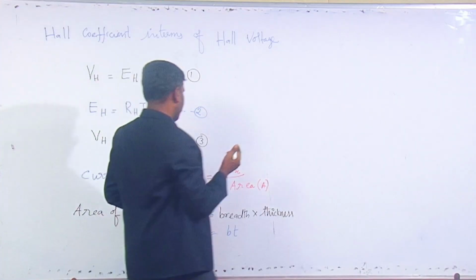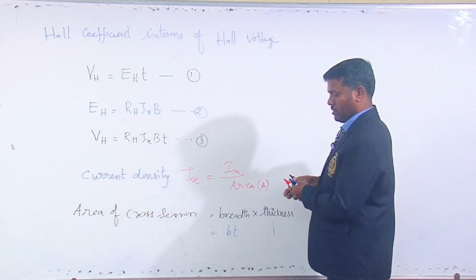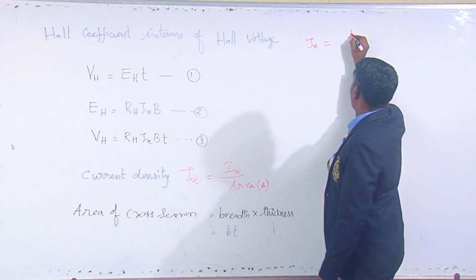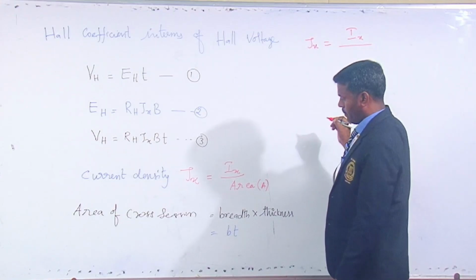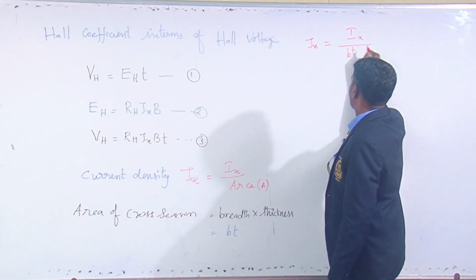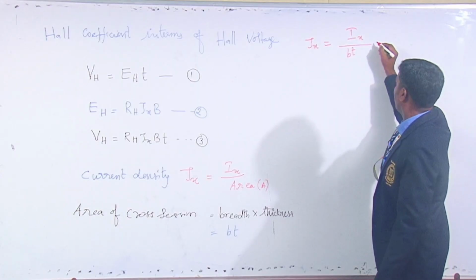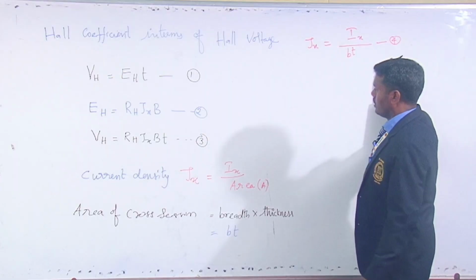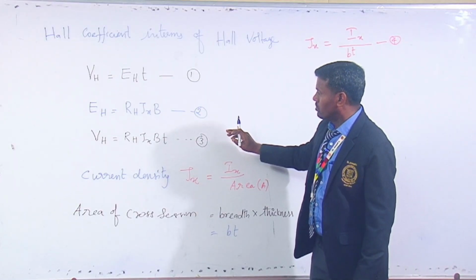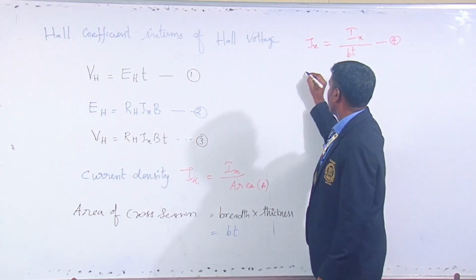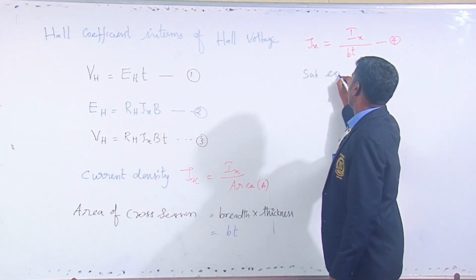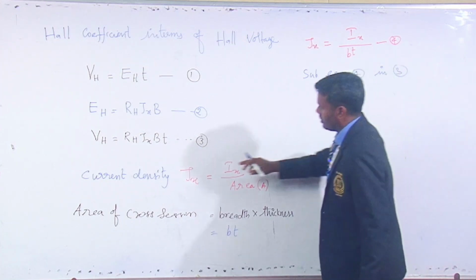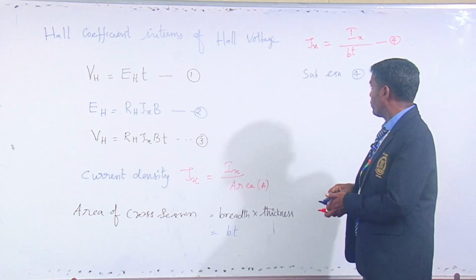Now you can write the current density Jx is equal to Ix by small b small t. This is equation number 4. Now we have to substitute equation 4 in 3. Substituting equation 4 in 3, here instead of the value of Jx we can substitute.